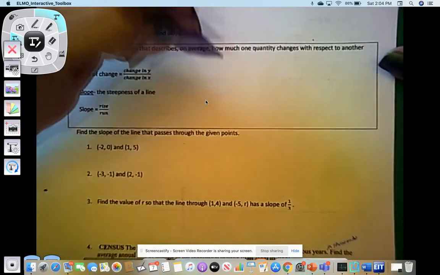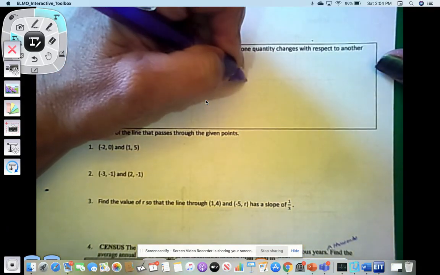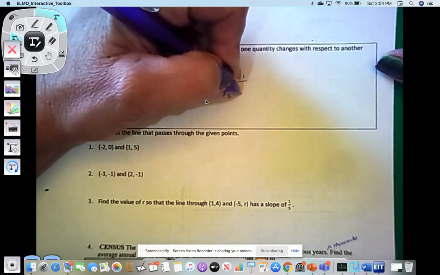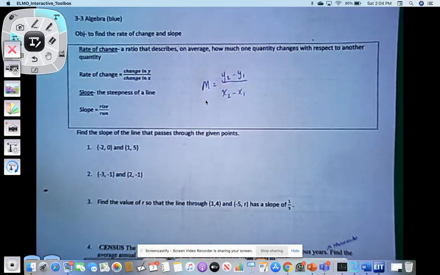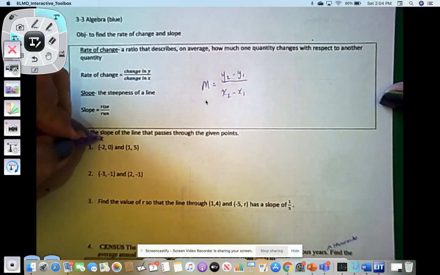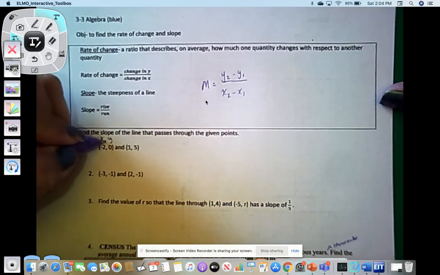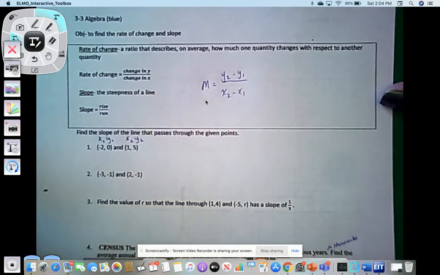The actual formula for slope is m equals y2 minus y1 over x2 minus x1. The y1 and the x1 just have to do with your coordinates. You should have done this last year, but you may not have. I don't know if you actually got to it or not. If I'm going to consider this my first set of coordinates on number 1, this is my x1 and this is my y1. And if I'm considering this my second set of coordinates, this is my x2 and this is my y2.